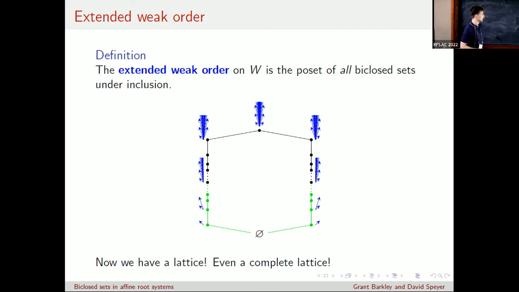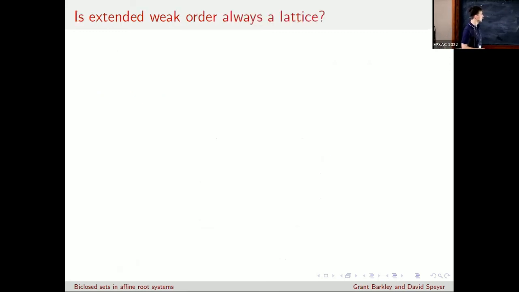Yeah, and so now this is a lattice. This is great. So how general can we make this? Is extended weak order always a lattice? I've only shown you 2-dimensional pictures. I mean, these are really simple. Maybe it just fails horribly as soon as you go to 3 dimensions. But in fact, nobody's ever found a counterexample.